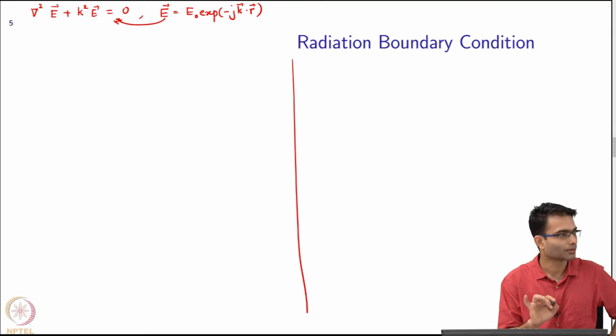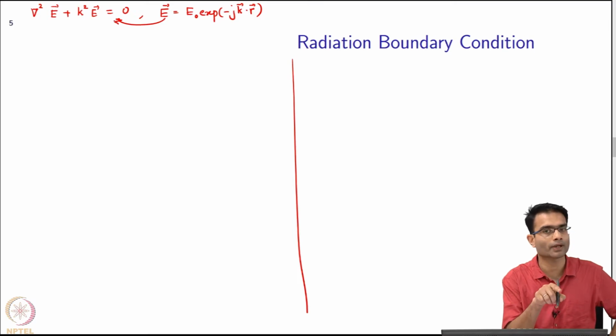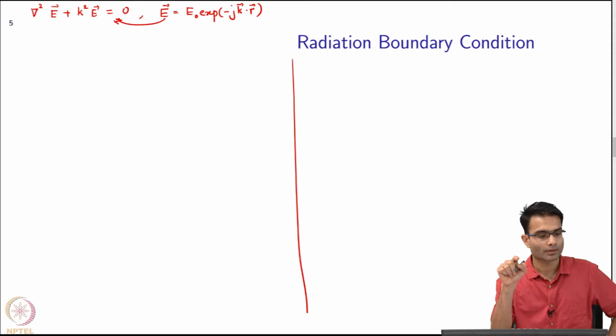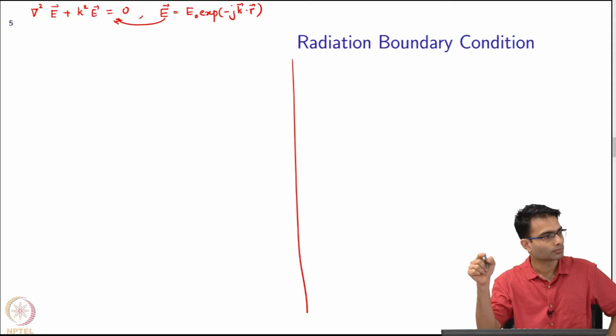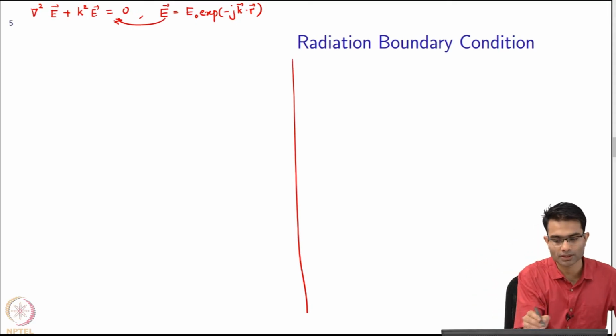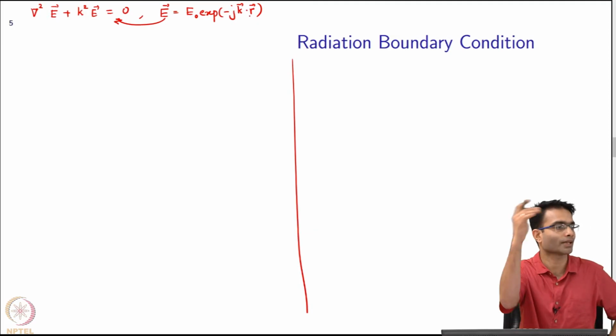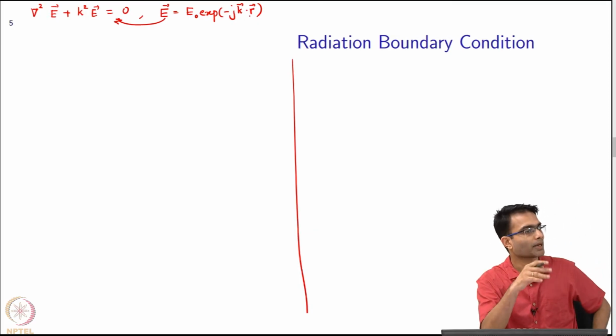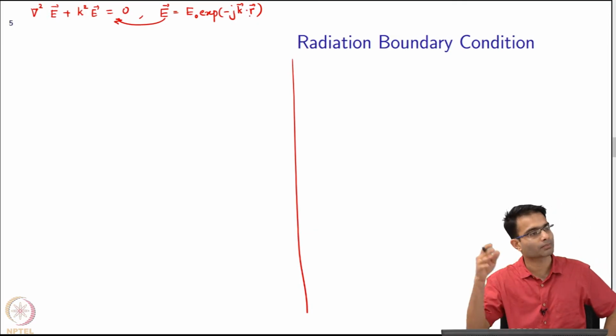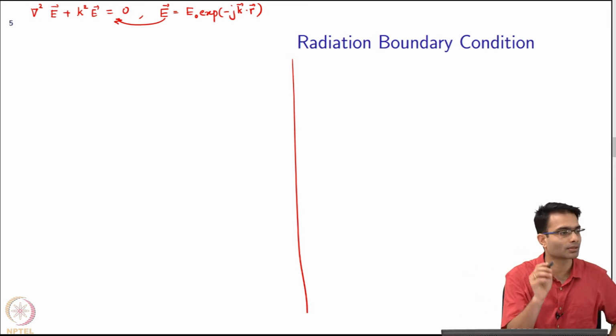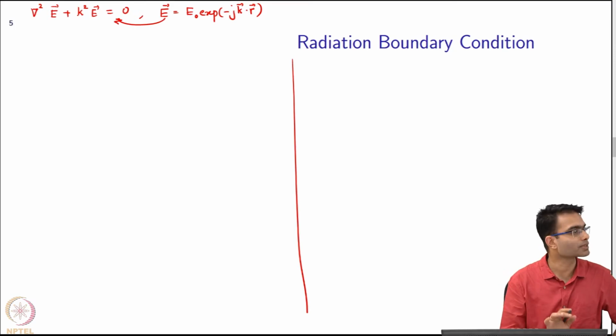Everyone's convinced? The first term, when I take del squared, I am going to get a kx squared plus ky squared plus kz squared, which is equal to the second term. There is a minus j kx. When I take one more derivative, it will become minus kx squared, minus ky squared, minus kz squared, and there is a k squared over here. So, it will cancel off, I will get 0. So, you agree that this is a solution.